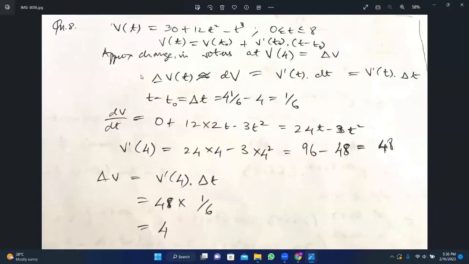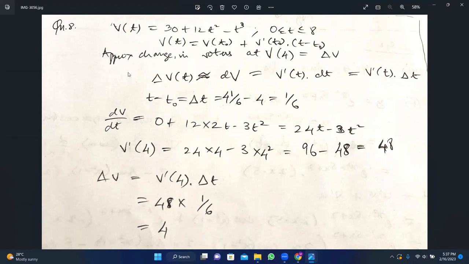So we have this function V of t given as 30 plus 12t square minus t cube. Now, by writing the linear approximation of the function, V of t is equal to V of t naught plus V prime of t naught into t minus t naught. Here we have to find an approximate change in voters as dV, because dV is easy for us to evaluate. So we write down the change in voters as delta V. We have to calculate delta V.